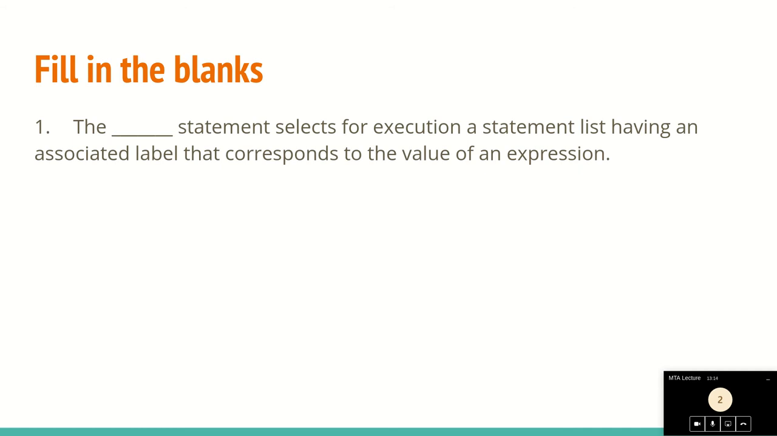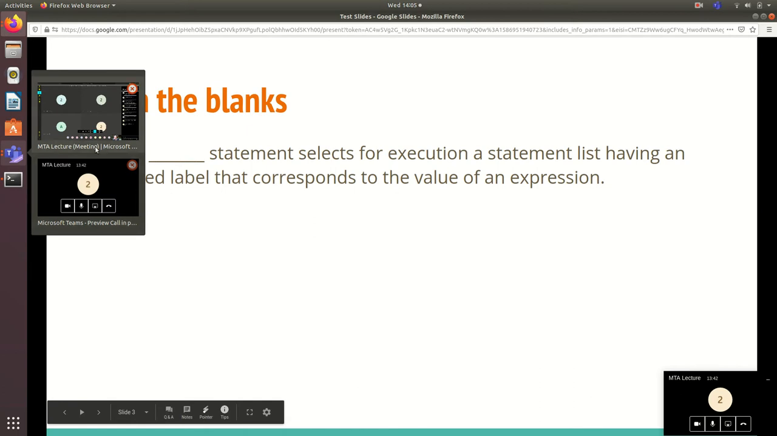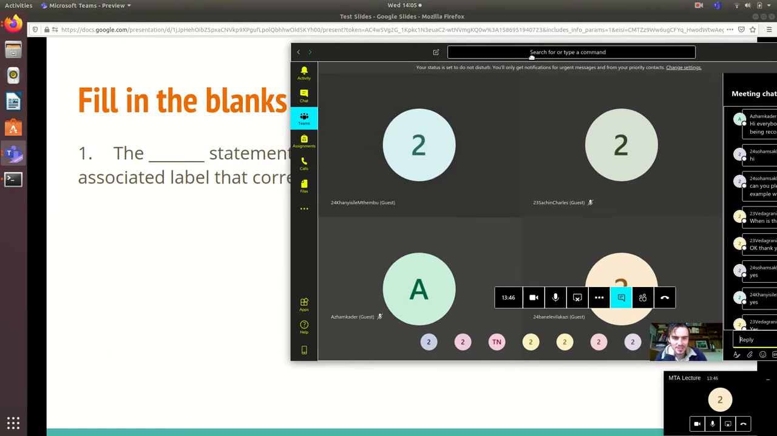The statement selects for execution a statement list having an associated label that corresponds to the value of an expression. Now how this is worded makes it seem difficult. But I'm telling you, you guys know the answer to this question, even though you might think you don't.